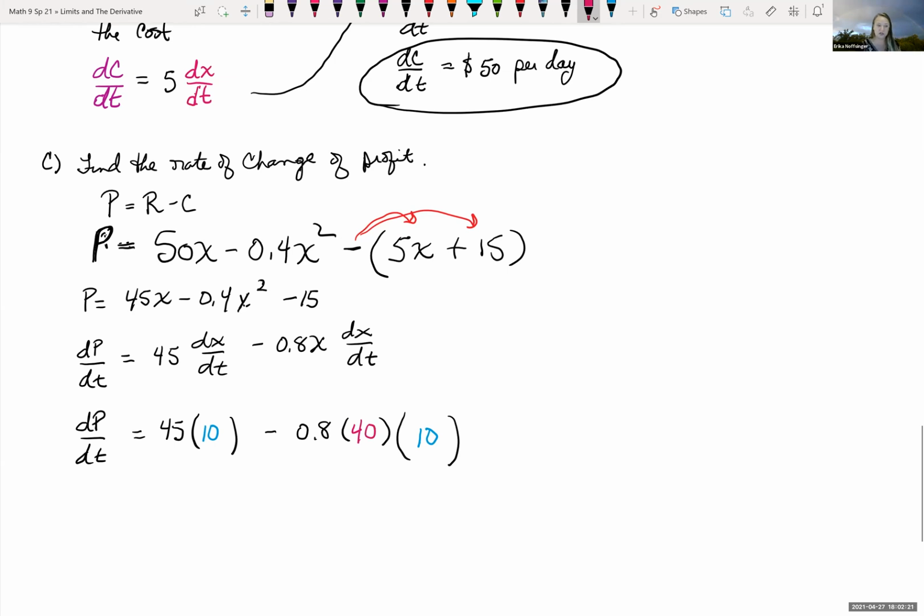So plug in 10 wherever you saw a dx/dt and 40 wherever you see an x, and then let's simplify this down. So we have 45 times 10, so that's 450, minus, I believe that was 320, right? 400 times 0.8 is 320. So the profit's changing with respect to time at those quantities at $130 per day.